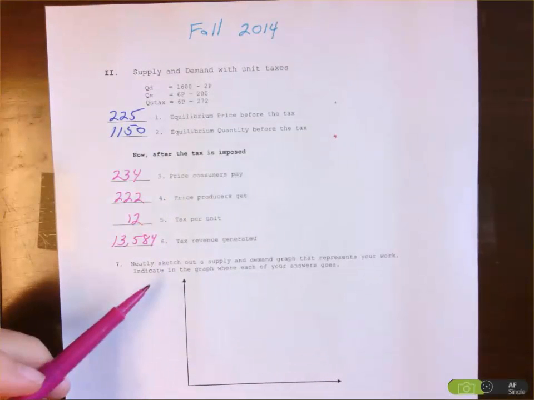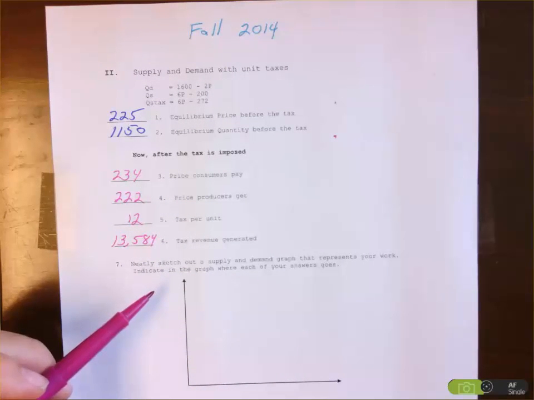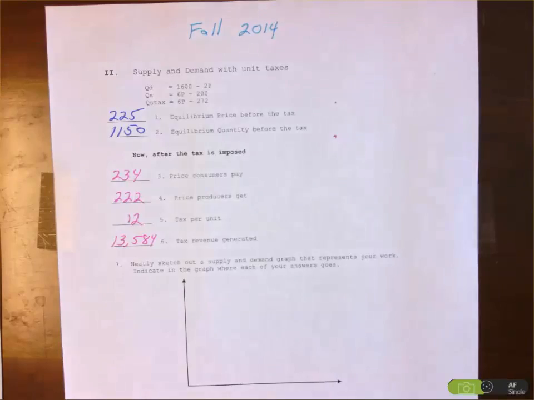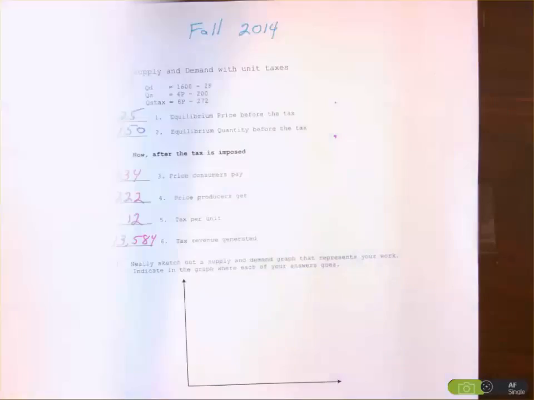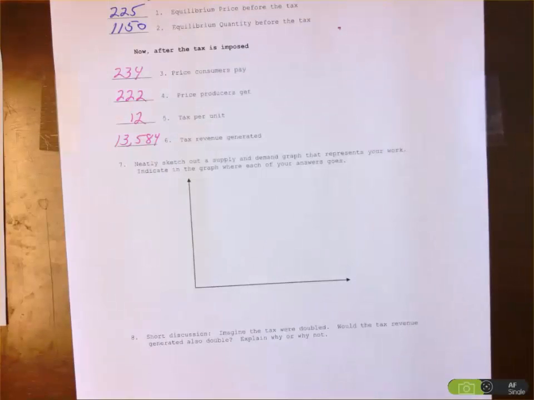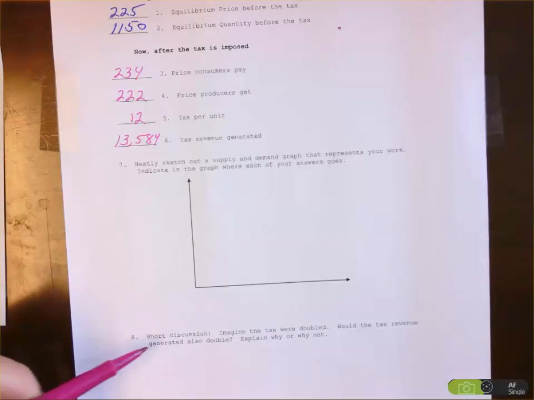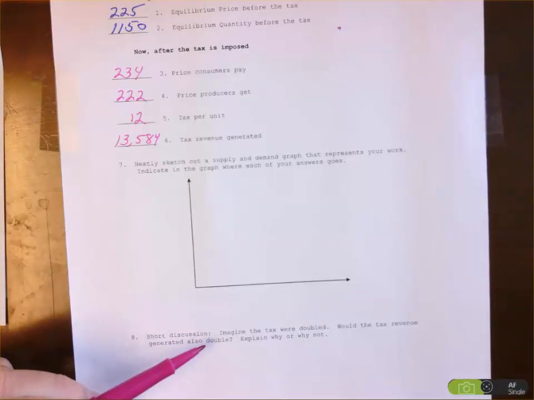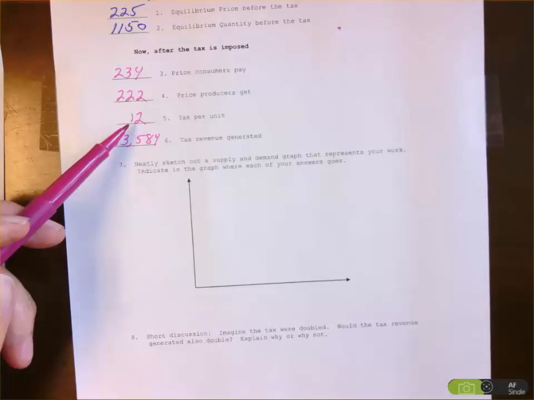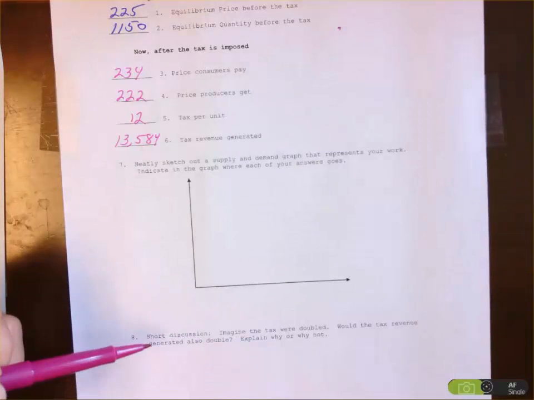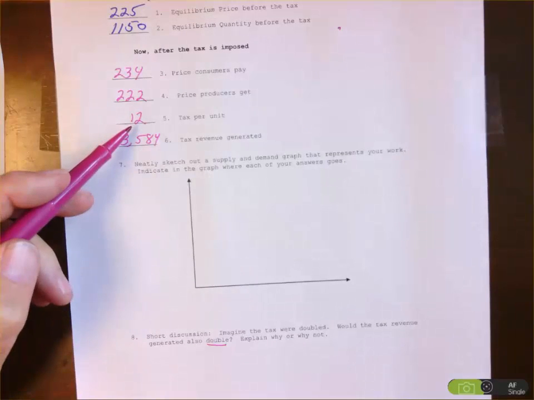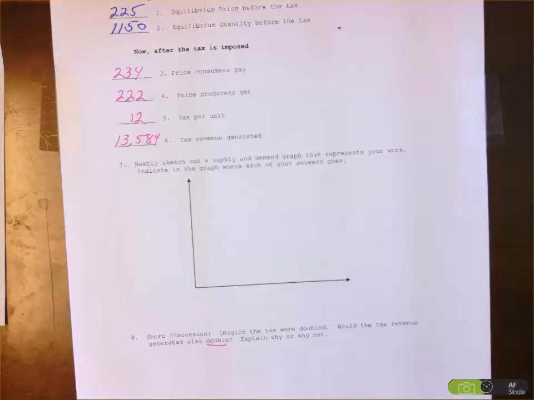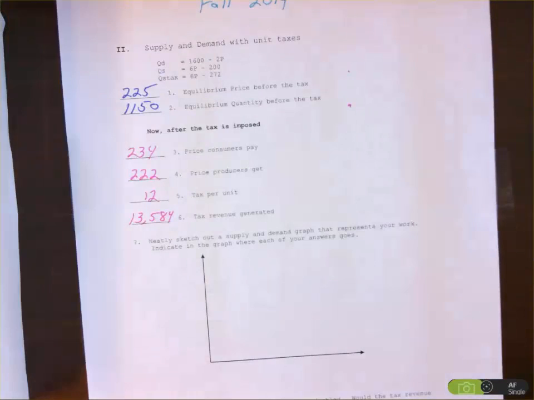This says neatly sketch out the supply and demand graph that represents your work. That's what I've done right here. Alright, that's what this is. And now this very difficult question. This very difficult question says, imagine that the tax were to double from $12 to $24. Would the tax revenue generated also double? Okay, we're going to double the tax from 12 to 24. Will the tax revenue double? You should turn off this video for a second and think about it.